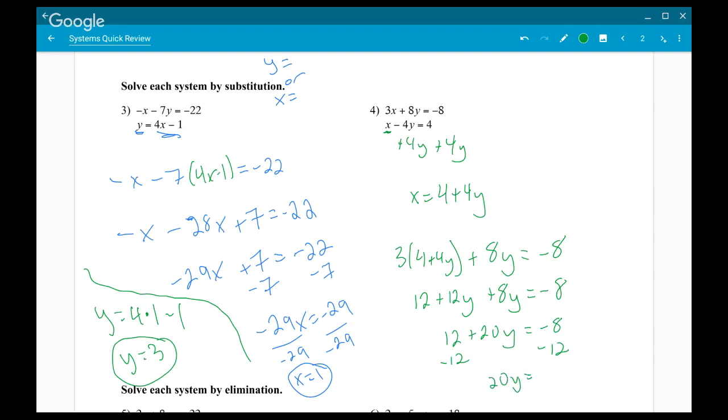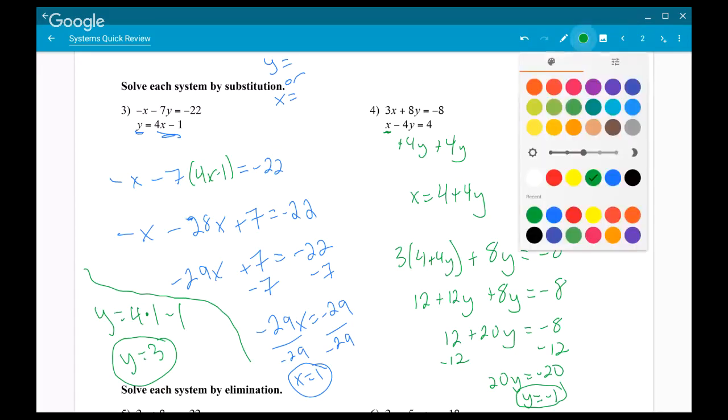20y equals 20, or negative 20. I get y equals negative 1. And again, just like you're going to end up doing for elimination down below, and just like you did in your previous substitution problem, and like we've done at other places throughout the year, I know what one of my variables is. All I have to do is go plug that in somewhere.